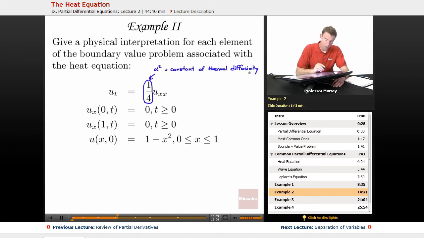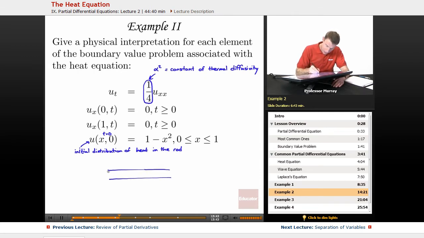And I switched these around a little bit. The u of x, 0 means we've plugged in t equals 0. So that's the initial distribution of heat in the rod, or the initial temperature distribution in the rod. So this is something that an experimenter would have to go through and measure the temperature at each place along the rod and tell you, the mathematician, what the temperature is at each position x, and at each time, well, at time 0.